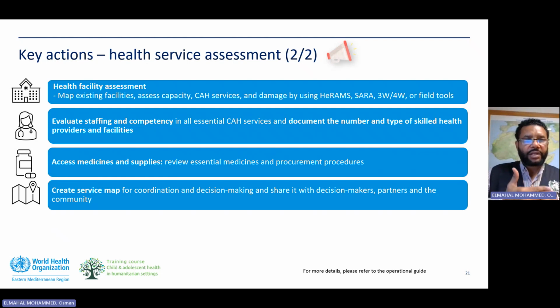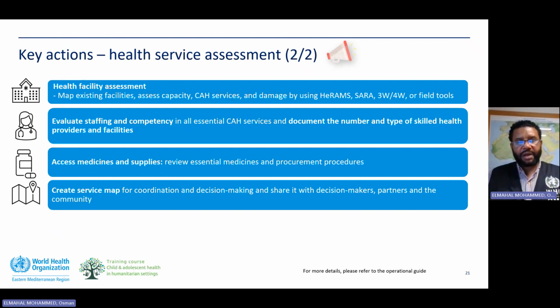Then we also need to evaluate the staffing and competency for essential services for child adolescents. Doing this mapping, we also need to assess what kind of human resources, what kind of training, what kind of capacity they have, and document the number of skilled health providers in the facilities. We also need to look at medication: what is the access to medicine and supplies, what is the availability, where, how much, and if there is any issue with the supply chain in this area.